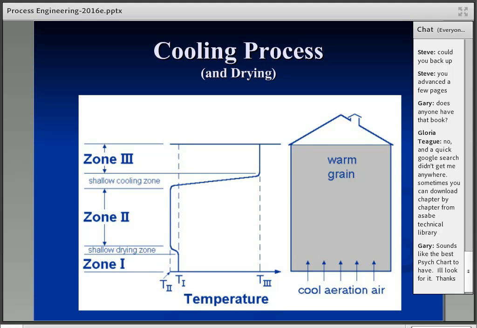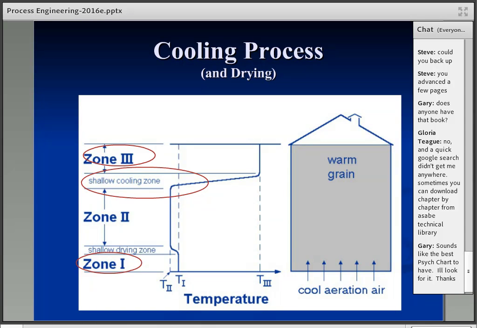But for cooling, you get similar zones of cooling going on. There's a place down at the bottom of zone 1 where everything's already cool. There's a cooling zone up here where the change is taking place, and then there's a zone up at the top where no cooling has taken place yet. It's still warm at the top. So in the middle of the process, that's what it looks like.